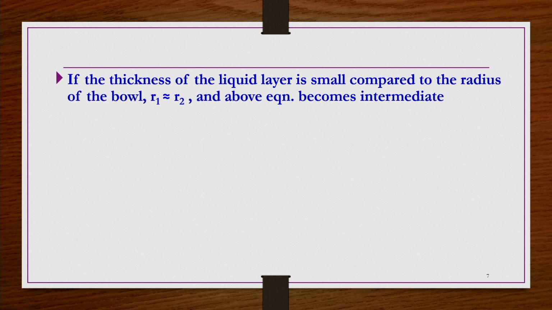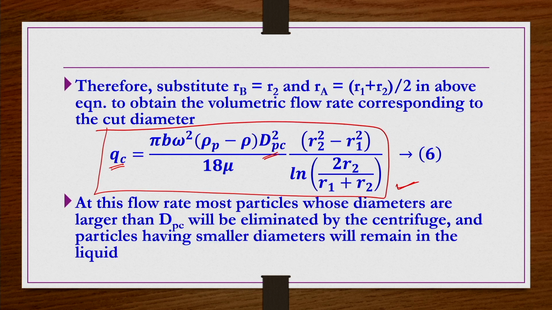Under such high velocities, more and more liquid is being pushed towards the wall, and this liquid interface is almost close to the wall of the bowl. So R1 is approximately R2. Under such conditions, in the same QC expression that we have derived, what will happen if you substitute R2 equals R1, approximately?